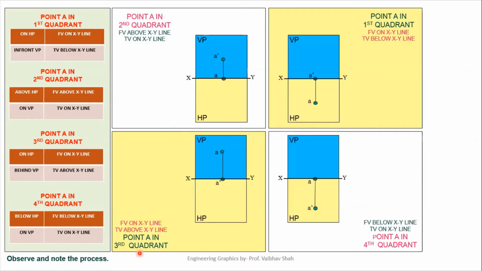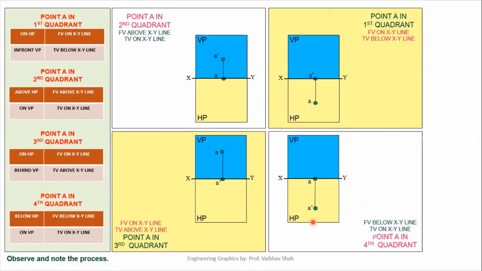Next, if your point A is in third quadrant, the point would be on HP and behind VP. On HP means front view on XY line, that is A dash on your XY line. And behind VP means top view above XY line, that is point A above XY line. So let us first plot your XY line. As it says front view on XY line, we'll plot A dash as a front view on XY line, and from that we'll plot the top view just above this point A dash, which is your top view above XY line, or point A above XY line, for the third quadrant.